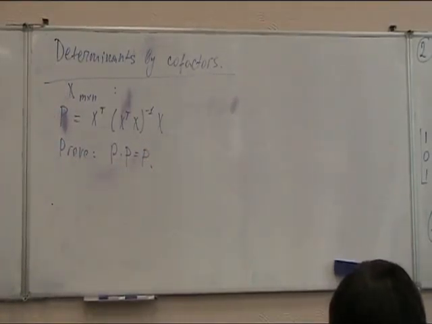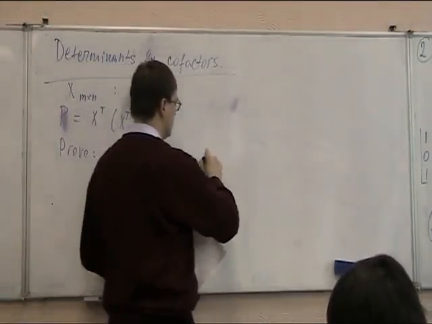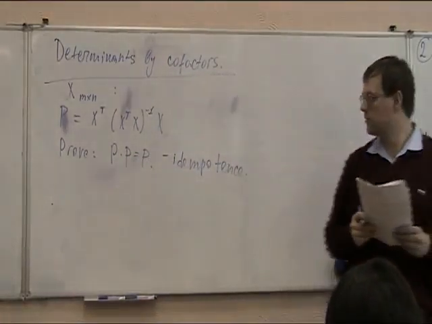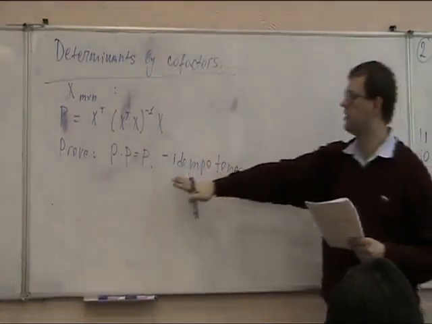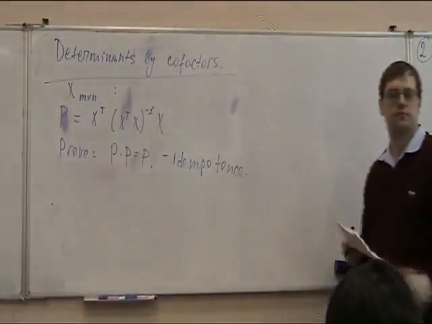You have to show this identity. This property is called idempotence. But I would like to show you that this property is true, that P is equal to P squared.